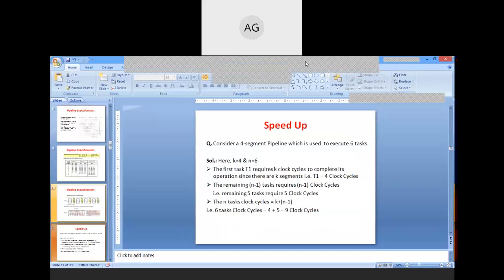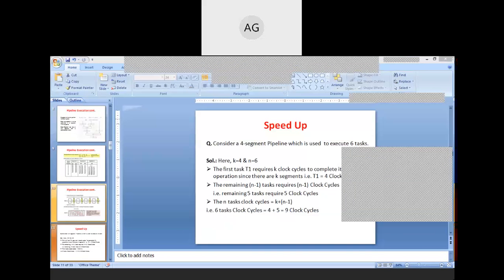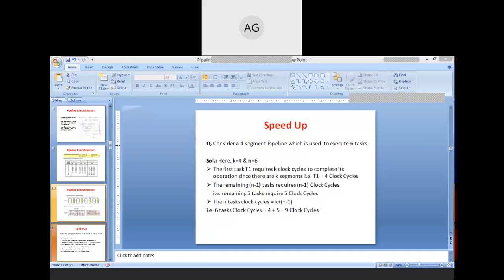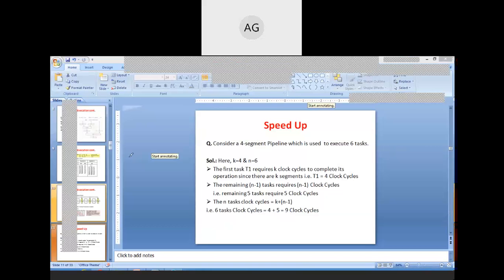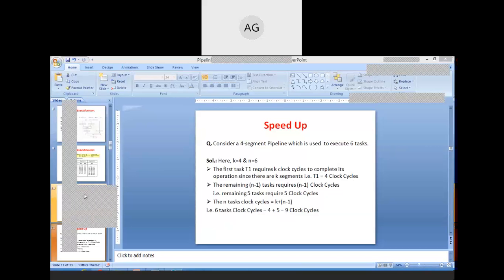Now there comes a very important topic known as speedup. This type of numericals based on speedup are very much asked in your exams. So a simple question related to speedup: consider a four segment pipeline which is used to execute six tasks. Basically here the value of k is equal to 4, as it is a 4 segment pipeline, and 6 tasks are there, so the value of n is 6.